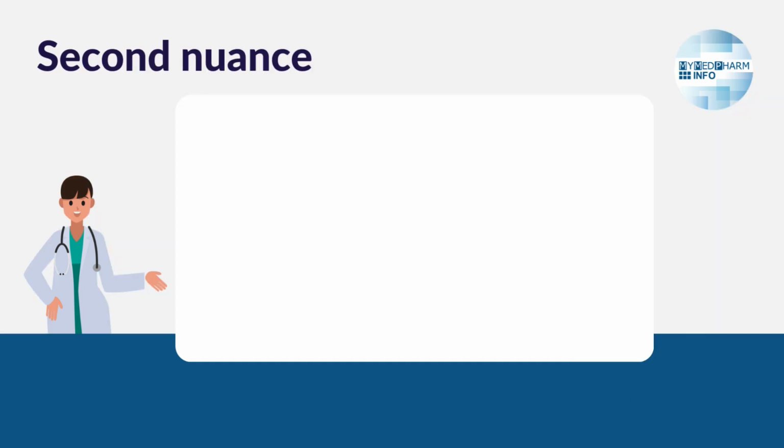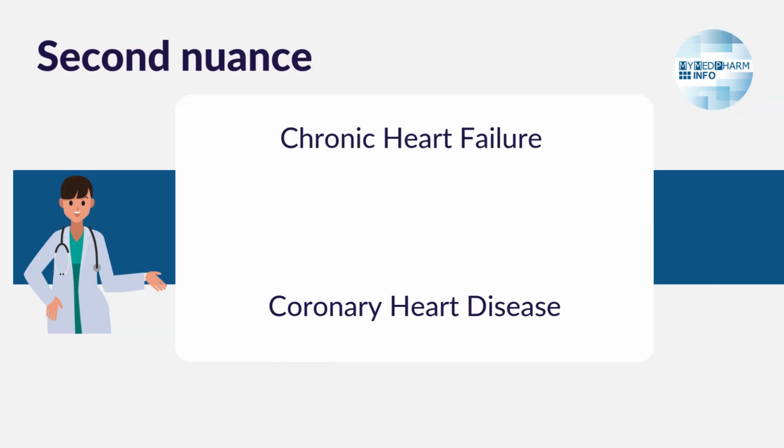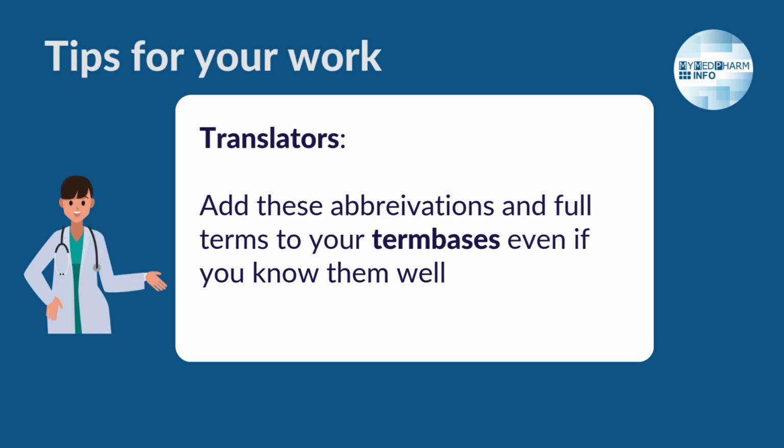Another nuance is that chronic heart failure and coronary heart disease are interrelated. Chronic heart failure can develop over time due to coronary heart disease, since the cardiac muscle weakens with reduced oxygen supply. If you are a translator and work with CAT tools, I highly recommend adding these terms and abbreviations to your term bases to avoid mistranslation.